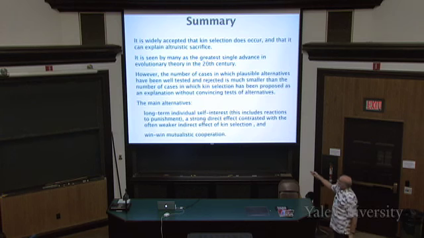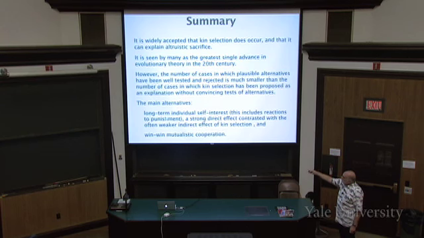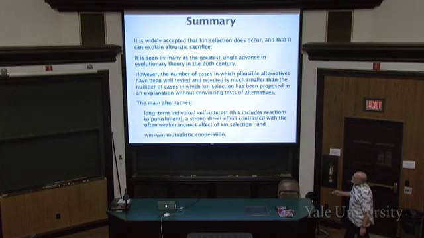So the main alternatives to kin selection are long-term individual self-interest, and this would include punishment and reactions to punishment. And we've seen this kind of thing both with the vampire bats and with the social mongooses and meerkats. Meerkats, by the way, are also a kind of social mongoose. And that is really a very strong direct effect, and it's quite measurable, and it's stronger in terms of effects on reproductive success than the weaker effects of kin selection. And then there is win-win mutualistic cooperation.